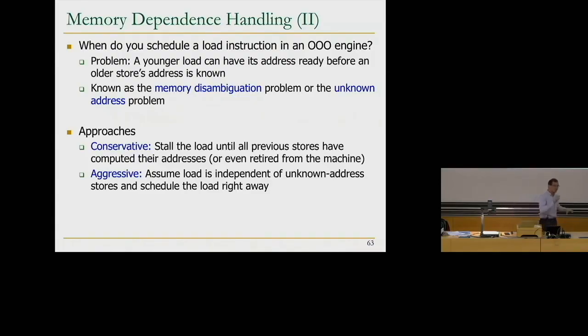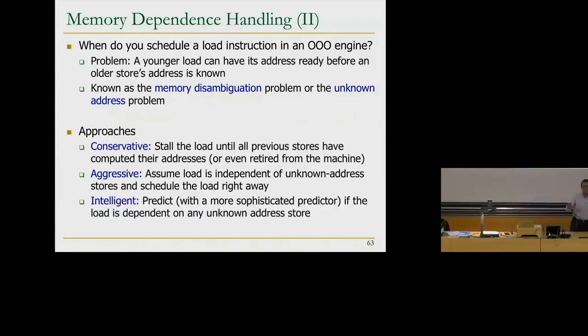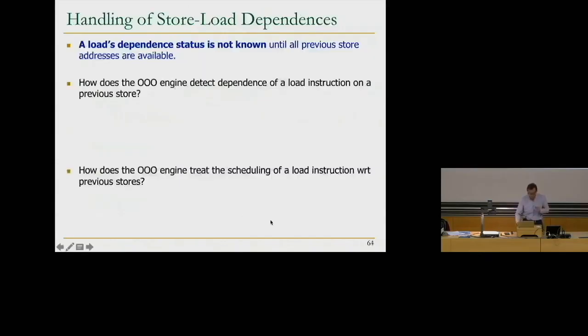Okay, there's also an intelligent approach, which pretty much all existing machines employ, which is essentially more intelligent, as I said. You predict with a more sophisticated predictor if the load is dependent on any unknown address store. Okay, so let's take a look at this a little bit more. As I said, a load's dependent status is not known until all previous store addresses are available.